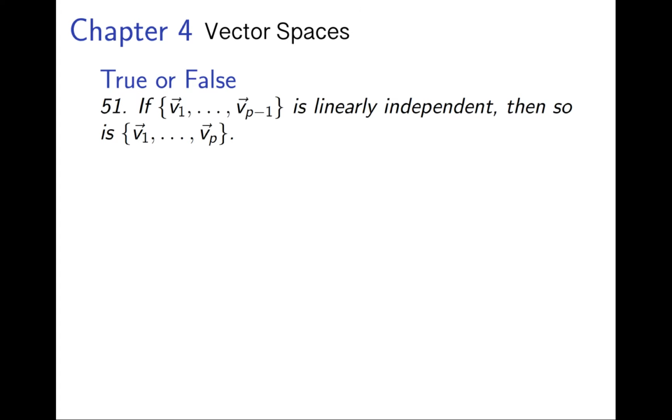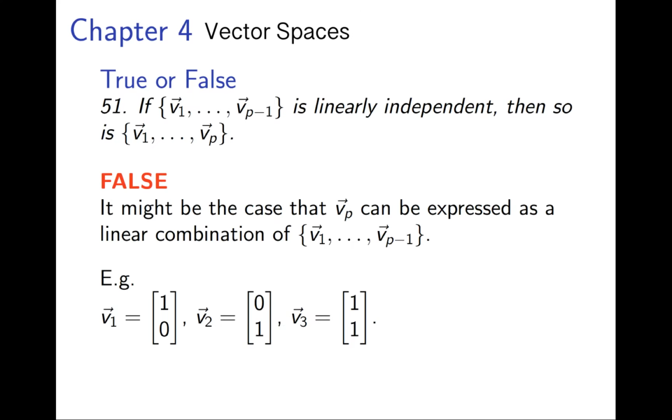If the set V1 through Vp minus 1 is linearly independent, then so is the set V1 through Vp. This is obviously false, because it may be the case that Vp could be expressed as a linear combination of V1 through Vp minus 1. So for example, if P was equal to 3, V1 could be 1, 0, V2 could be 0, 1, and then V3 could be expressed as a linear combination of the previous two, even though V1 and V2 is a linearly independent set.